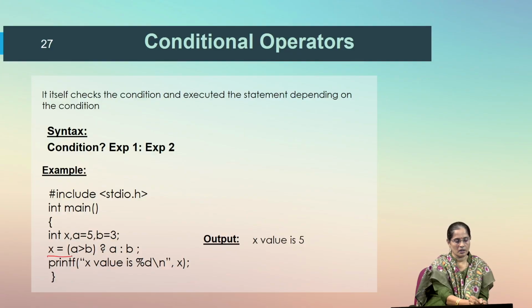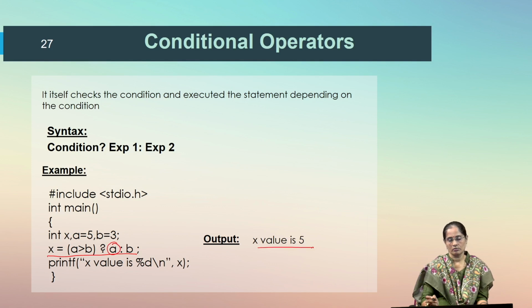So, this is where the conditional operator is used. Here we check whether A is greater than B, value of A is 5, value of B is 3. So, we check whether A is greater than B, it becomes true. Since it becomes true, the value of A will be assigned to the variable x. So, value of A is 5, so x now takes the value 5. So, this is the use of the conditional operator or the ternary operator.